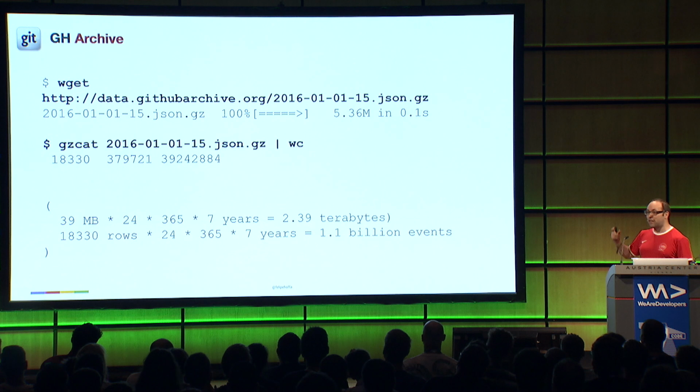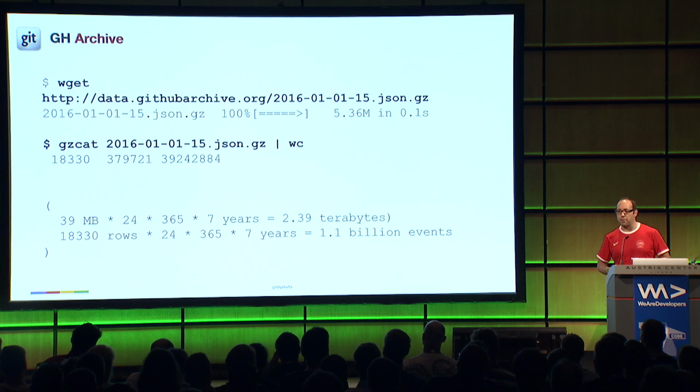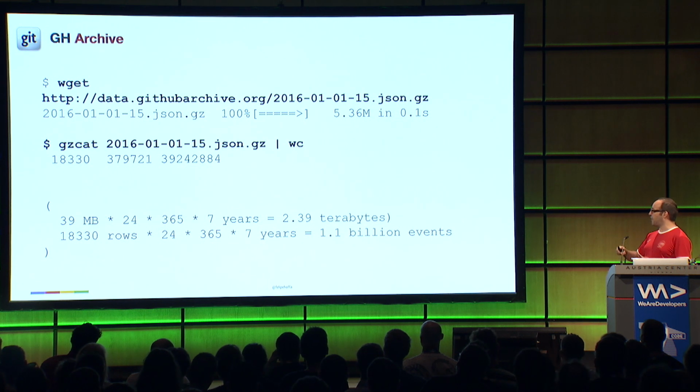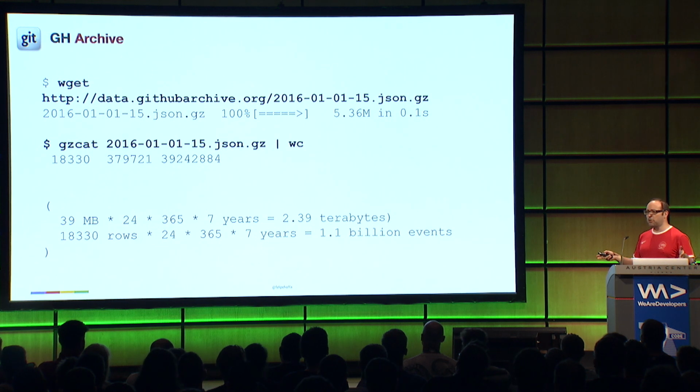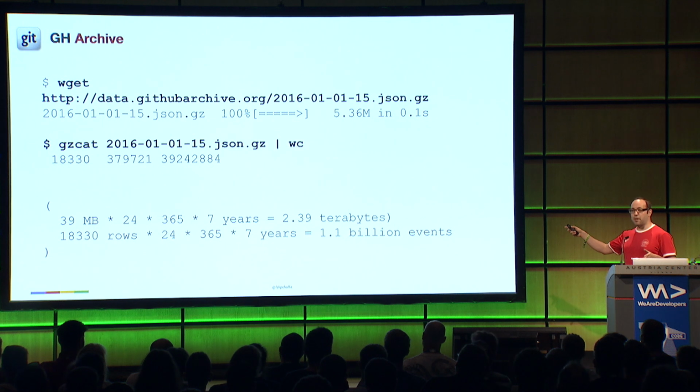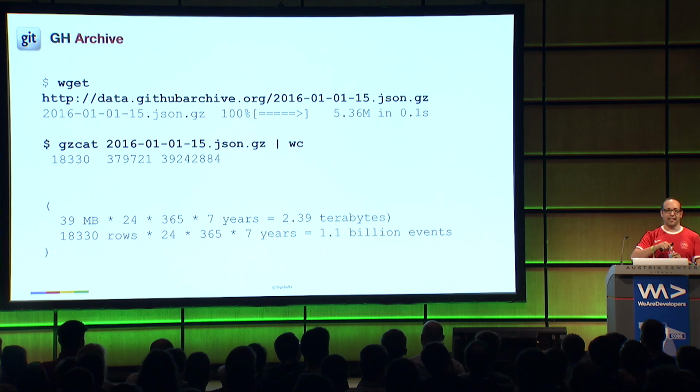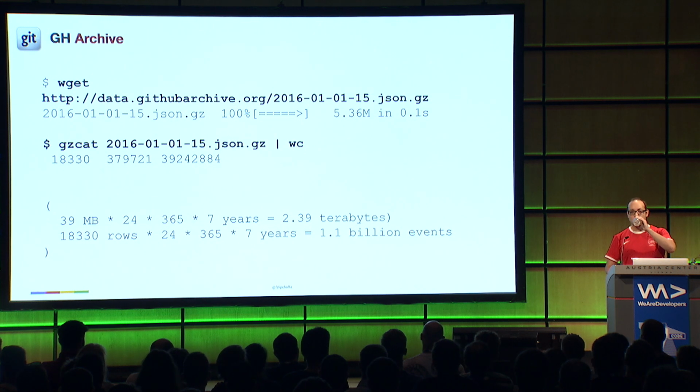If you download one of these files, it will take you less than 1 second. 1 hour of data takes 5 megabytes of compressed data. And if you decompress it, it's 4 megabytes of compressed data. So this is super easy to download and analyze. But if you want to do the same with 7 years at the same rate, suddenly we're talking about more than 1 billion events, more than 2 terabytes. And the question is, where can you analyze and host that kind of data? What's your answer?